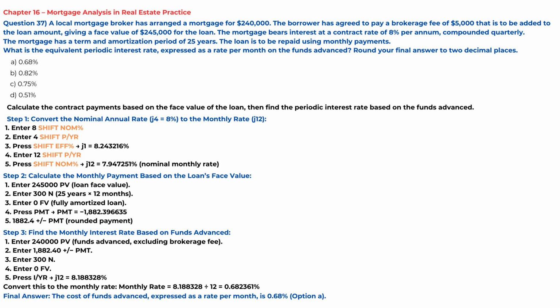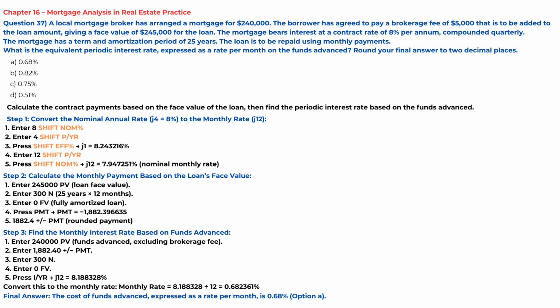Step 2, calculate the monthly payment based on the loan's face value. Enter 245,000 PV, loan face value. Enter 300 N, 25 years times 12 months. Enter 0 FV, fully amortized loan. Press PMT, calculator displays negative 1882.39635, rounded to 1882.40. Then press the plus and minus sign, and press PMT to store the rounded payment.